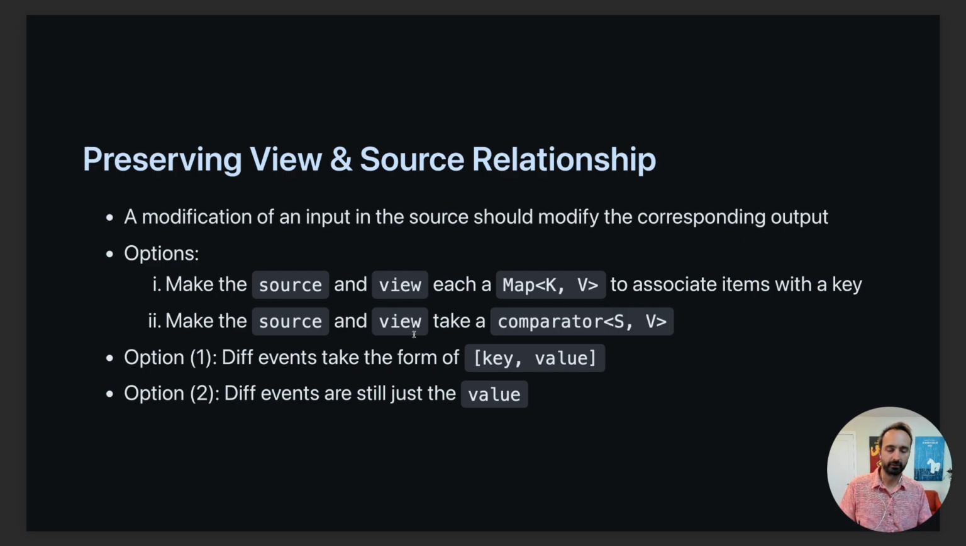The second option is to use a comparator on the source and view to just keep them in sorted order. So when receiving an event in the view, based on its value, it knows if there's a value in the view that's already equal to it, that should be replaced, updated, or removed.